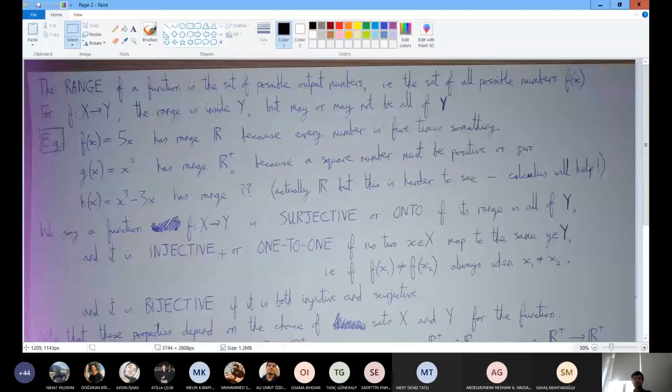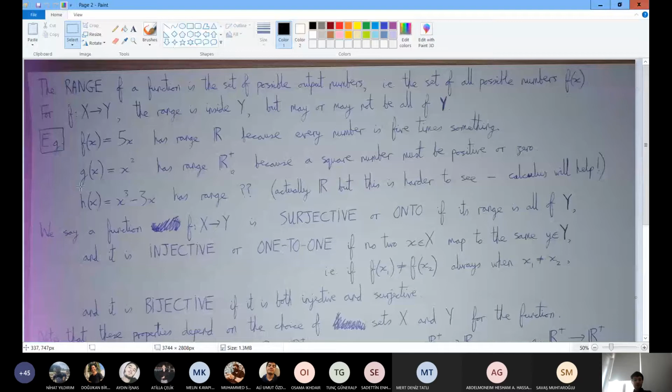So for example, the function 5x has range R because every number is 5 times something. If I give you any real number, that's 5 times some other number. And remember that we're looking at real numbers here, not whole numbers. So 1 is 5 times 0.2, and 7 is 5 times 1.4, and so on.